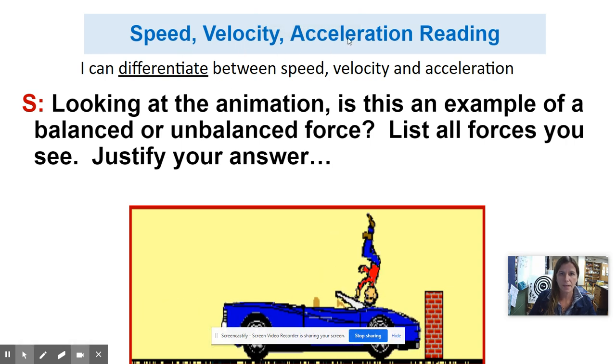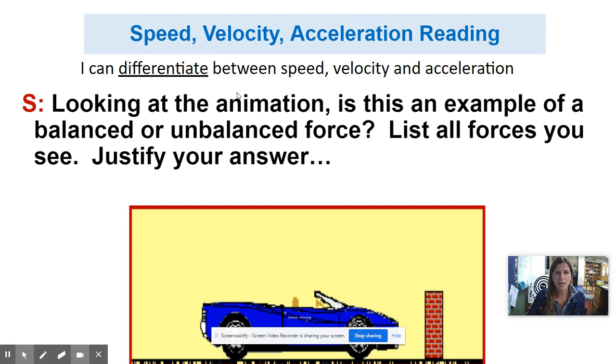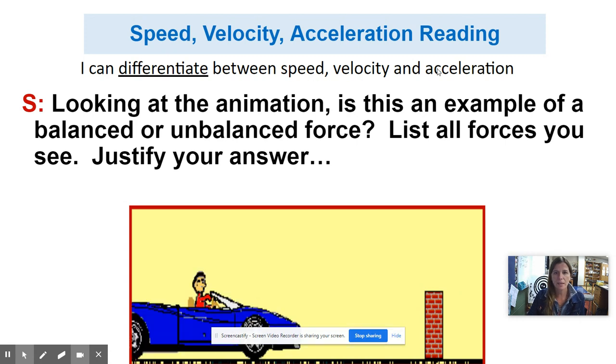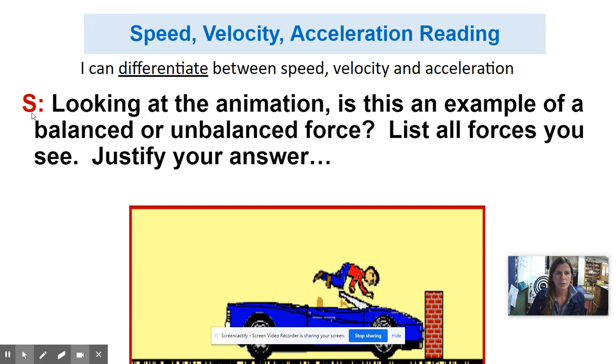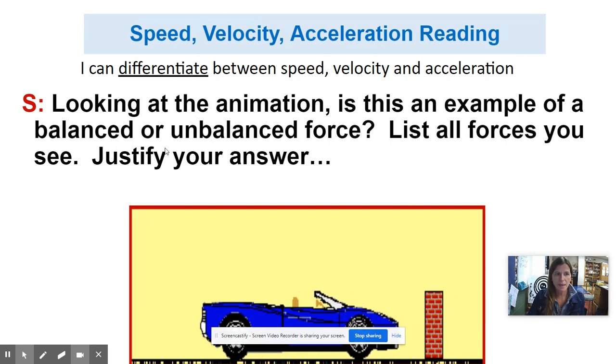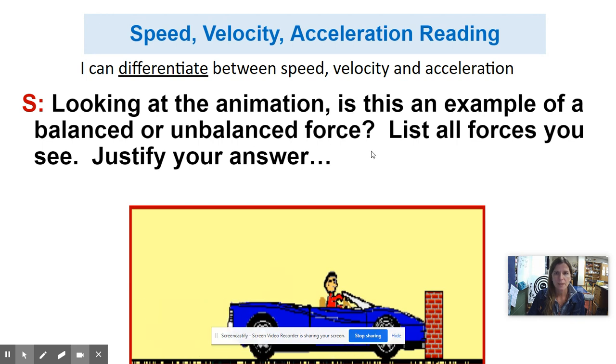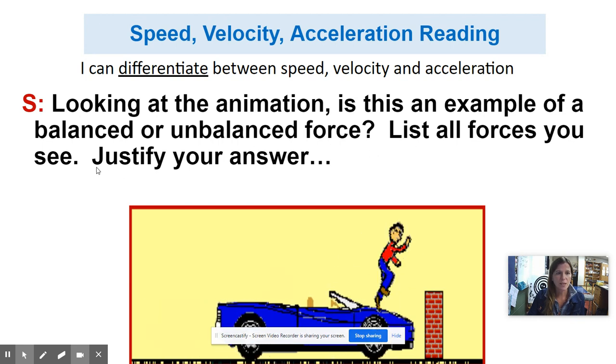Speed, velocity, acceleration, reading. I can differentiate between speed, velocity, and acceleration. Your starter reads, looking at the animation, is this an example of balanced or unbalanced forces? List all the forces you see.